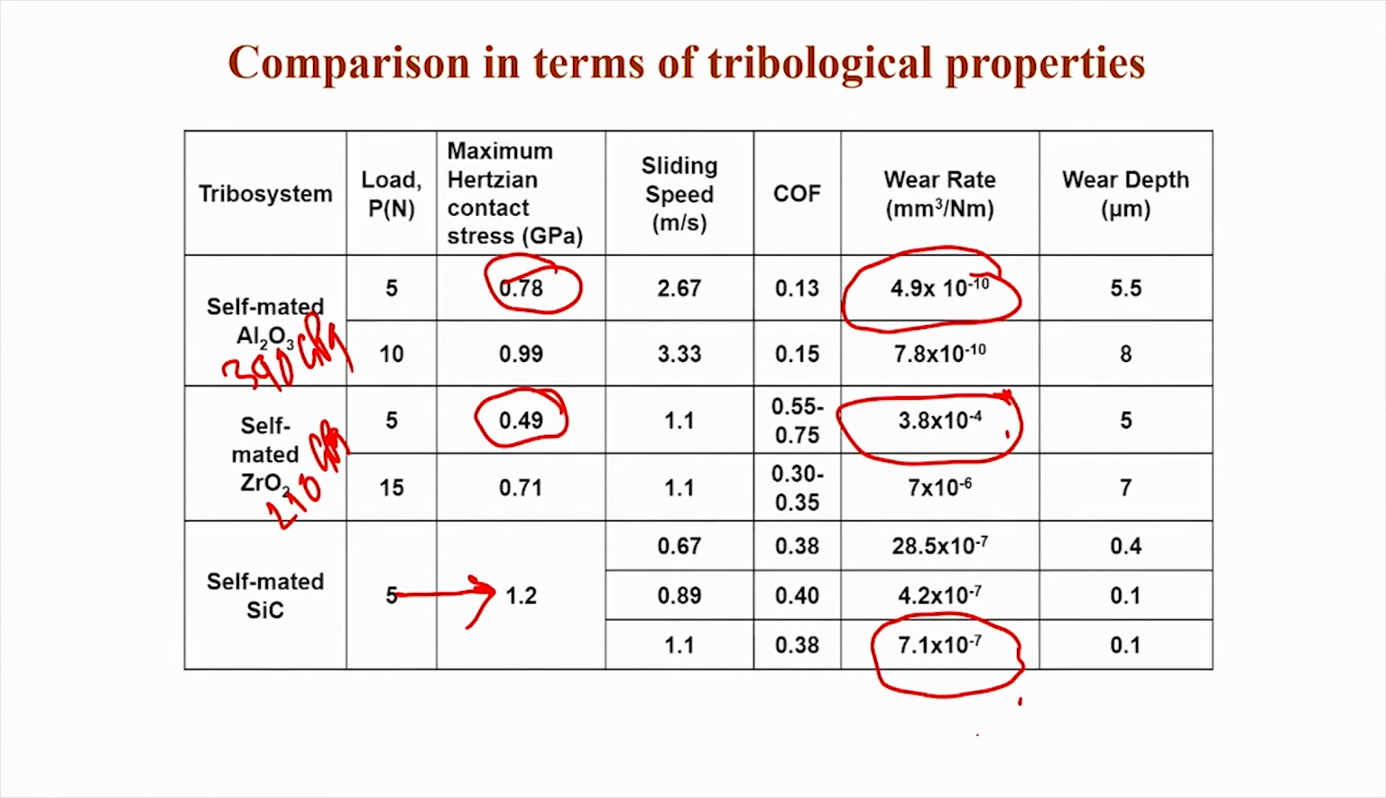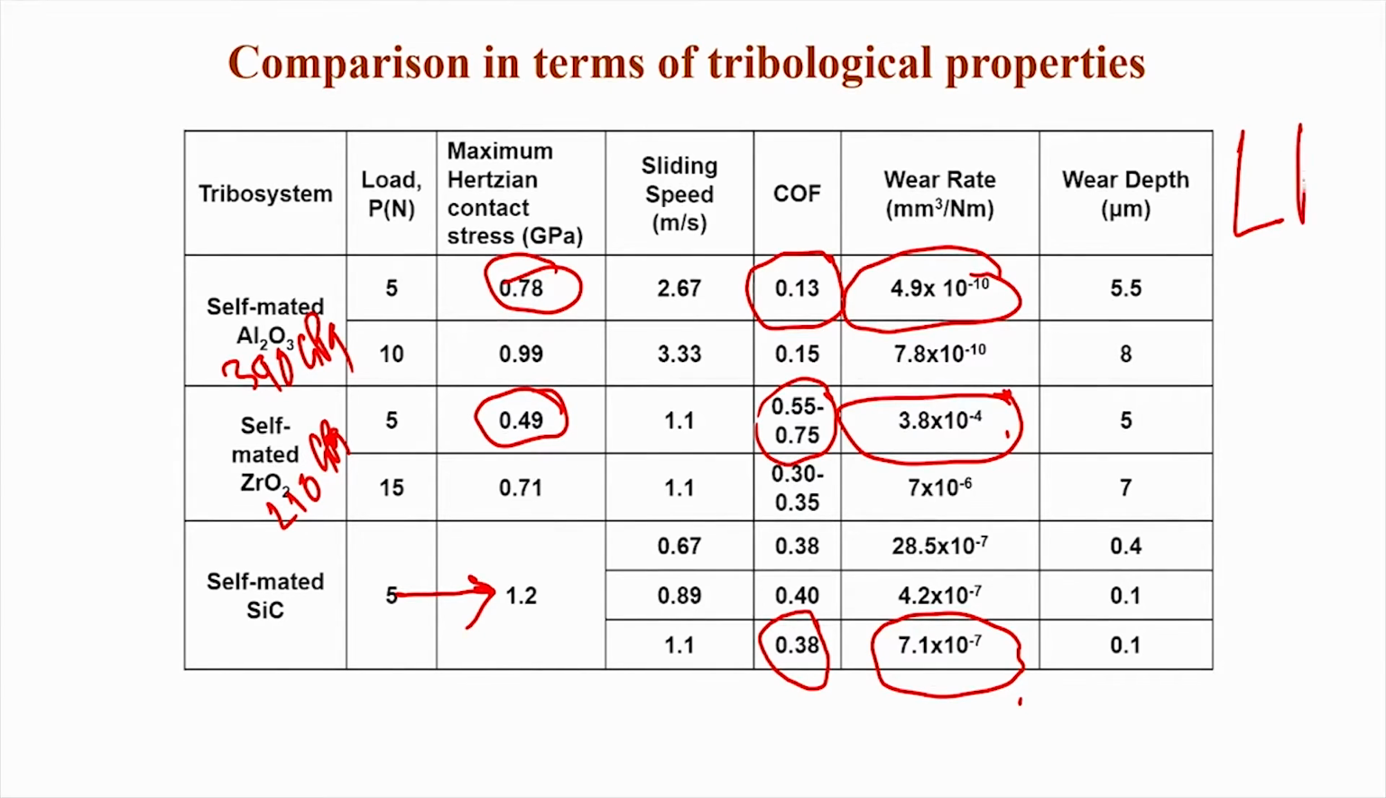Zirconia also experiences a high coefficient of friction, about 0.5 to 0.75, whereas for silicon carbide the coefficient of friction is around 0.38. Alumina is the lowest. So, it looks like alumina is the better wear resistant material as far as the cryogenic sliding conditions are concerned.